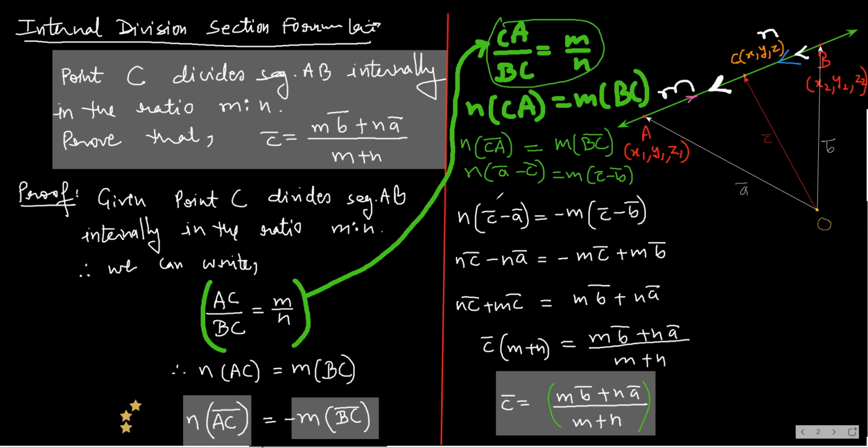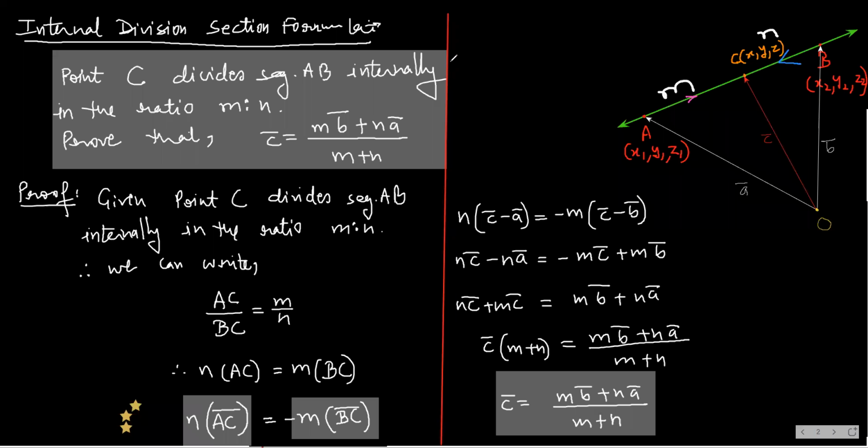So what I'm trying to say is, when you are at this step, you need not worry. Only when you come to this step, when you are converting it to vectors, give this a thought, whether the directions of those vectors are same or opposite. If the directions are same, you don't have to put a negative sign. If the directions are opposite, then you will have to put a negative sign. I hope you followed this. This completes the first part of internal division section formula.